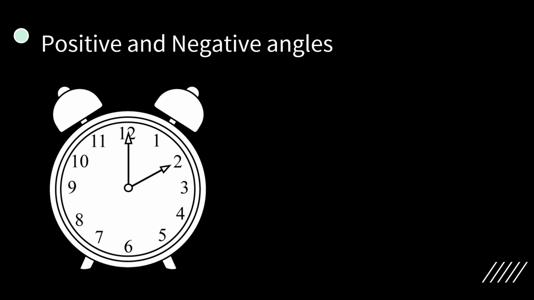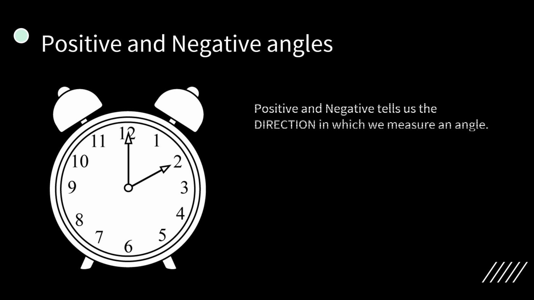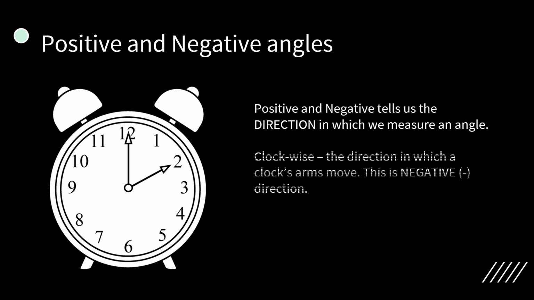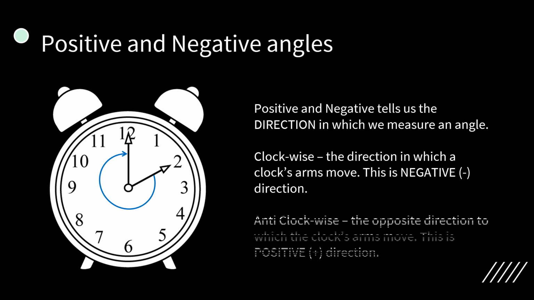Positive and negative angles. The first thing that you have to remember about positive and negative angles is that positive and negative tells us the direction in which we measure an angle. Clockwise is the direction in which a clock's arms move. This is the negative direction. Anti-clockwise is the opposite direction to which the clock's arms move. This is the positive direction.